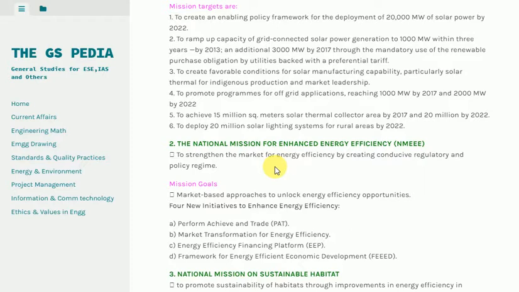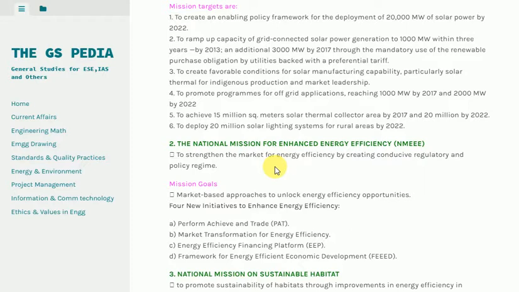To strengthen the market for energy efficiency by creating conducive regulatory and policy regime. Mission goals. Market-based approaches to unlock energy efficiency opportunities. 4 new initiatives to enhance energy efficiency. A. Perform, Achieve and Trade, PAT.